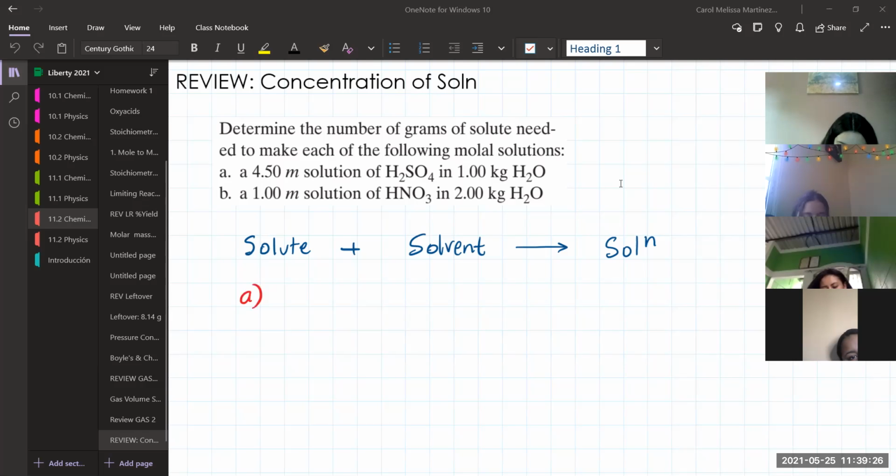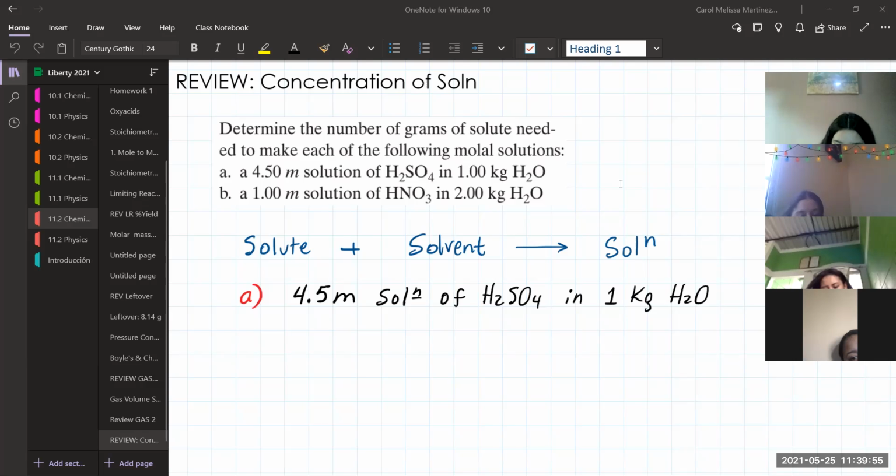It says that it is a 4.5 m solution of H2SO4, sulfuric acid, in 1 kilogram of water. Okay, so from this we need to gather information. We need to list the givens. That is going to be the first step.